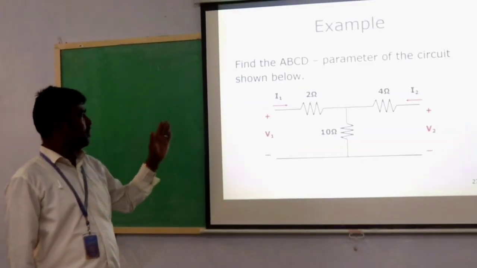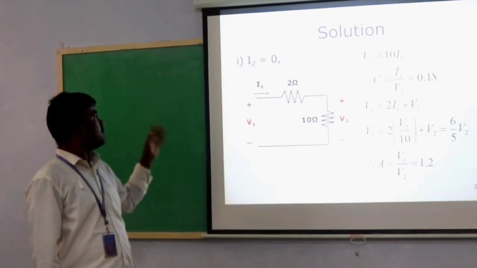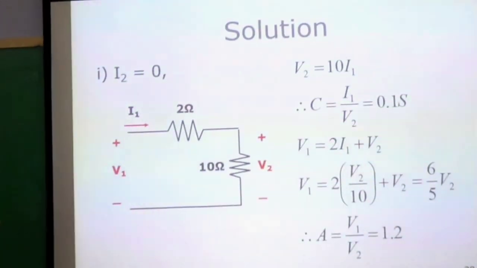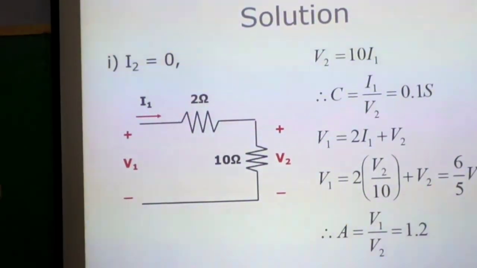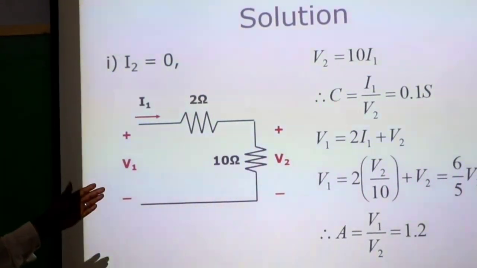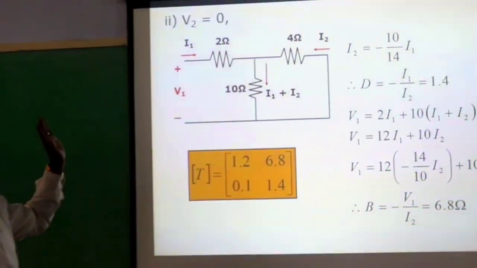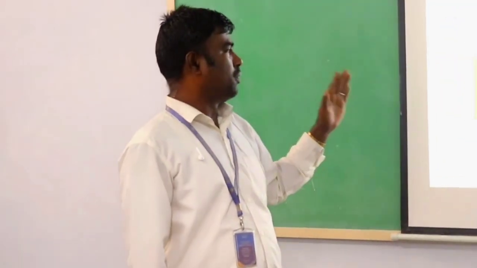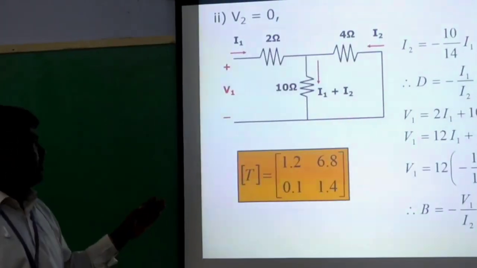Similarly, in the same way, we have to find the transmission parameters of the following circuits. I2 equal to 0 means the output port is open circuited. We get the final circuit like this. So V2 equals 10 I1. After substituting all the values, we get A equal to 1.2. Similarly, V2 equal to 0 means the second port is short circuited. So find the value of I2, and the D and B values will be obtained. Finally we get 1.2, 6.8, 0.1, 1.4 for the transmission line equations.